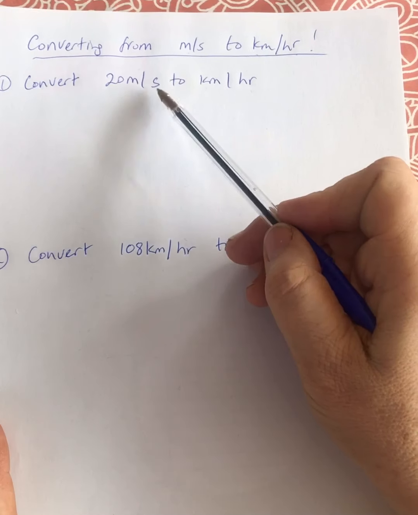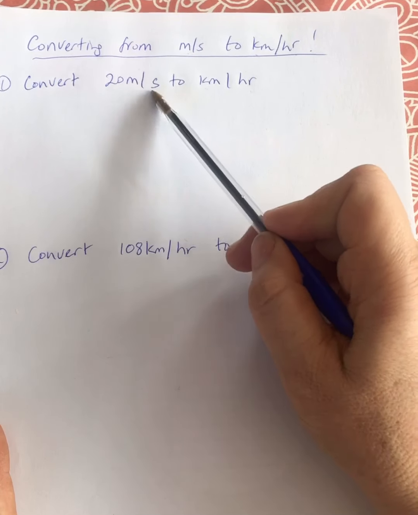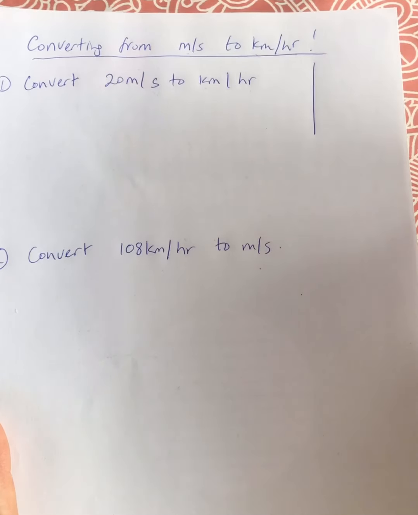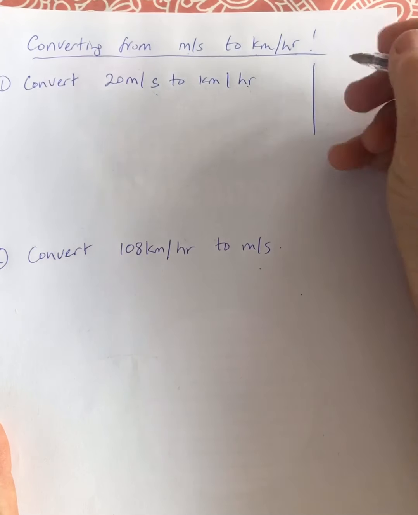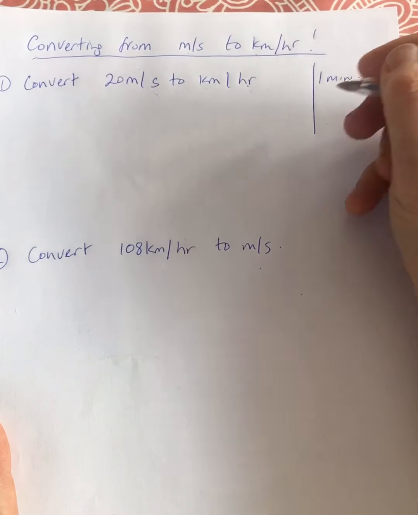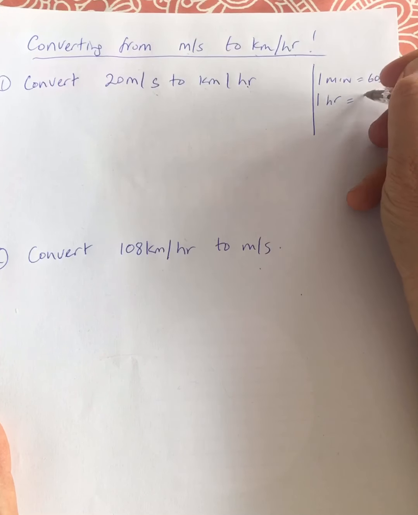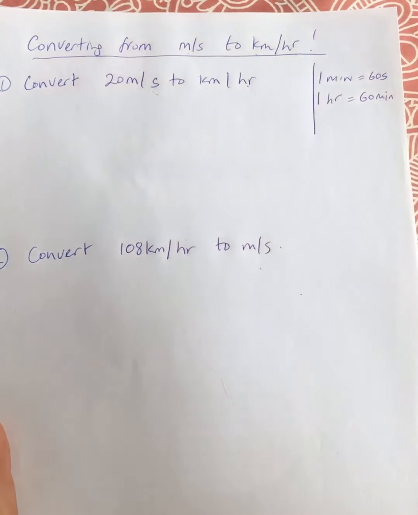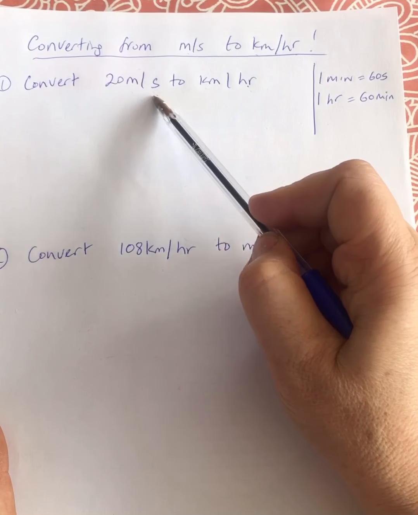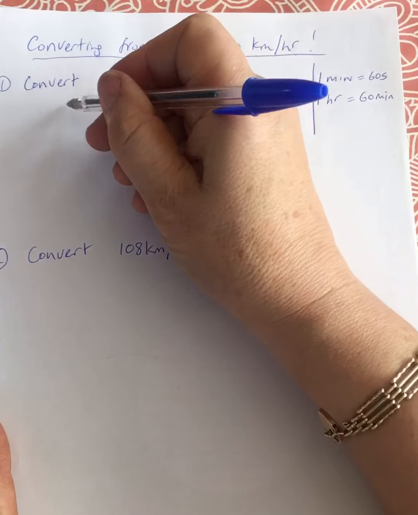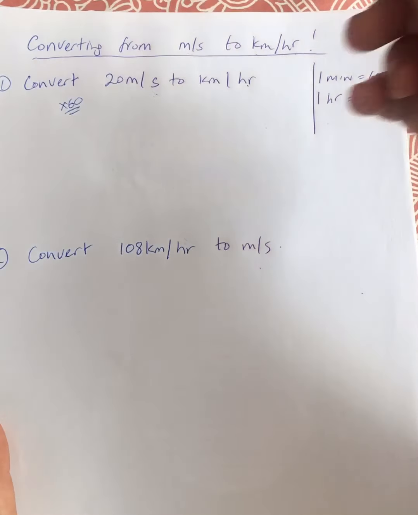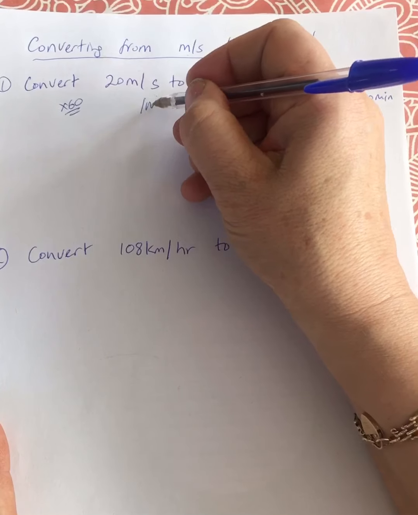Well, the first thing we look at is 20 meters per second. That's how far he travels in 1 second. So if we think about what we mean by 1 second and how we will move that towards hours, well, 1 minute is 60 seconds and 1 hour is 60 minutes. So the first thing I'm going to do here, if he goes 20 meters in a second, is multiply that by 60, because there are 60 seconds in a minute, and that'll tell me how far he'll travel in a minute.